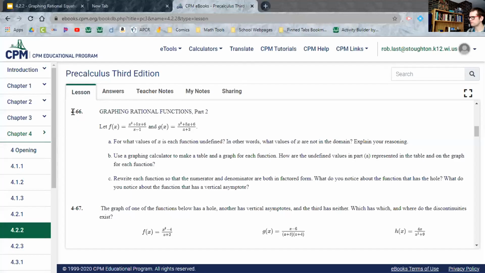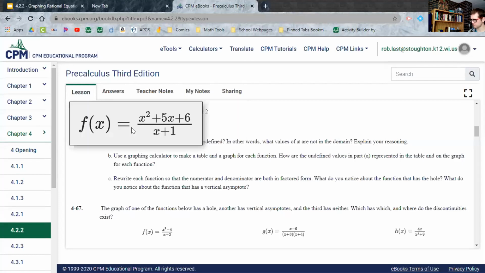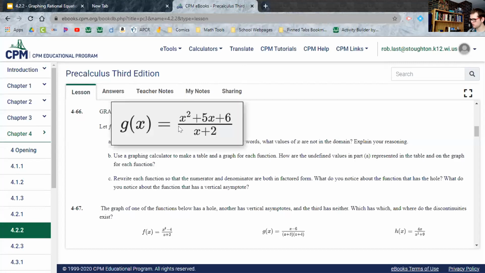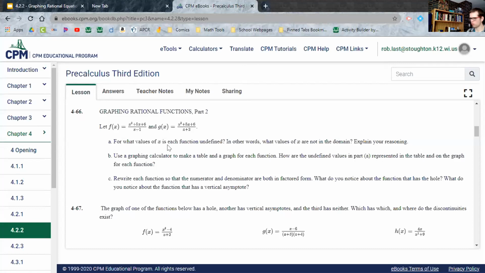Okay, so 4-66, graphing rational functions, part 2. So I have f of x and g of x here, right? They're almost the same: the numerator is the same, but the denominator is different. One's x plus 1 on the bottom, one's x plus 2. So at what values of x is each function undefined? In other words, what values of x are not in the domain? Explain our reasoning.